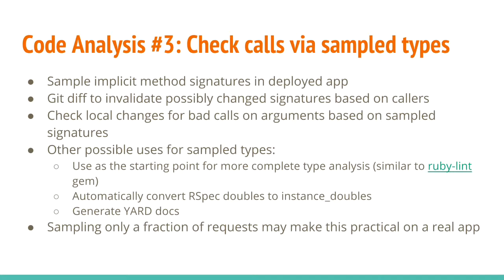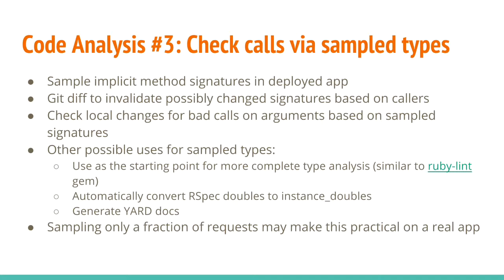Another application might be, let's say you have a really big test suite, it's great, but everything's doubles. It's not instance doubles, and you want to just say, what if I could auto-convert all my doubles to instance doubles? If you could do type sampling in a deployed app, or even on your local machine, click through it with the type sampling, then you could presumably have a script that would replace that.